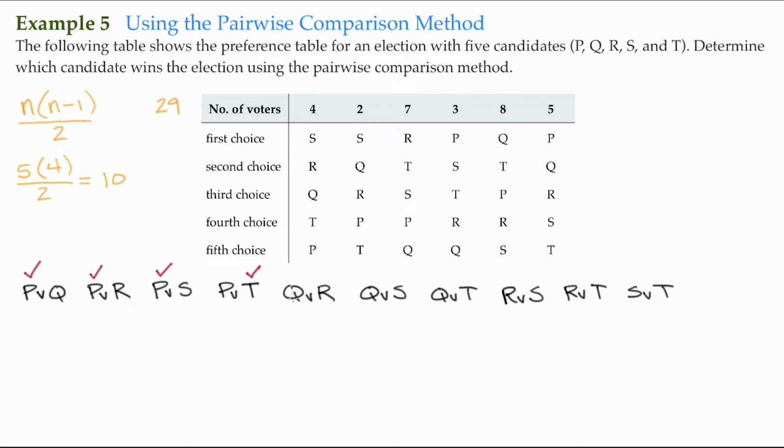We now compare Q and R. Q does not beat R. Q beats R here. That's 2 votes. Does not win here. Does not win here. Wins here. There's 8 more. There's 10. Q and R, there's 15. So Q beats R. 15 or more is the majority. So Q wins.